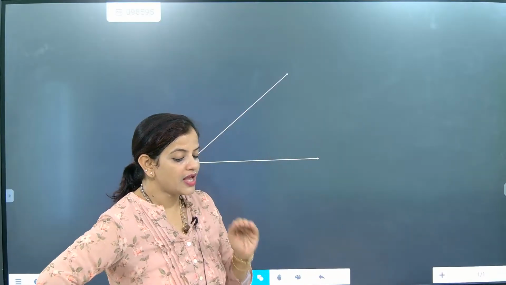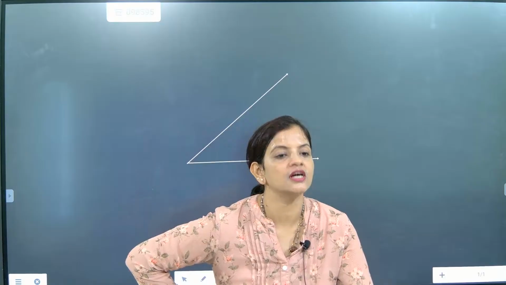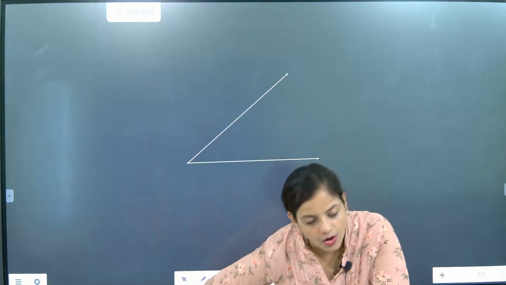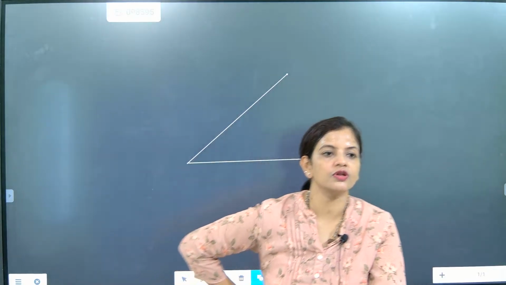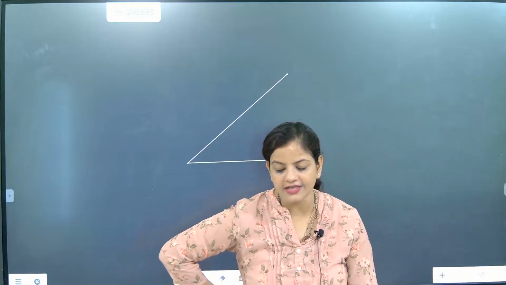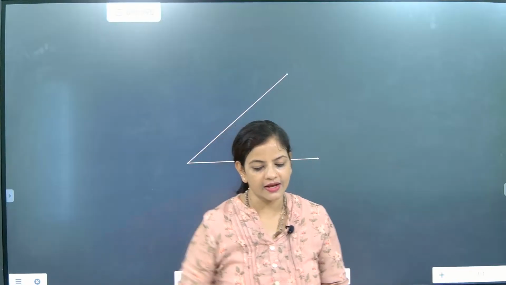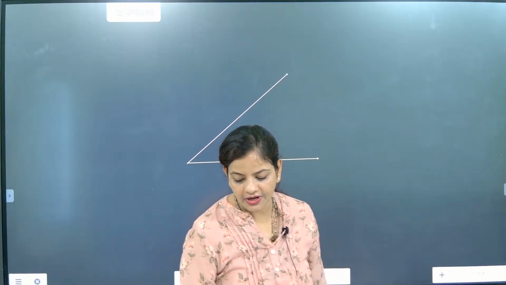When the sum of the angles is exactly 90 degrees, it is considered as what, Kanishk? It is considered a complementary angle. Understood? So what about supplementary angle? When the sum of the two angles is 180 degrees, it is considered as what, beta? Supplementary angle.